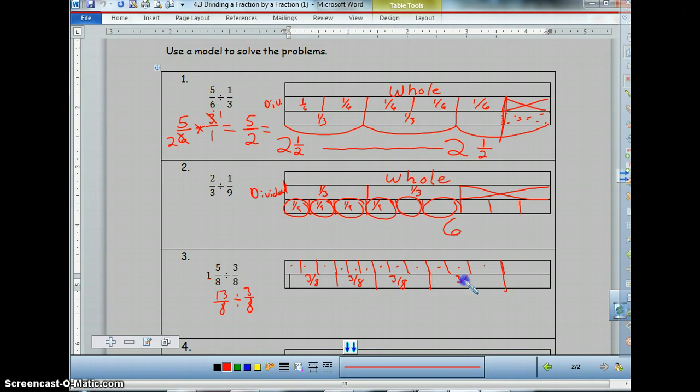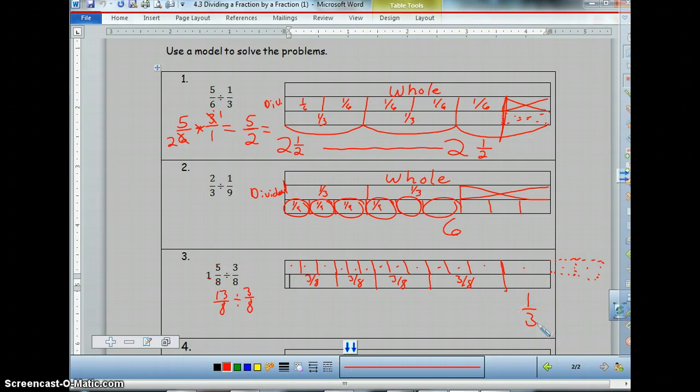Uh-oh. We don't have enough. There's only one box. You need 3. But we don't have all 3. You only have 1 out of 3. So you would write this remainder as 1 out of 3, or as we call it, 1/3.